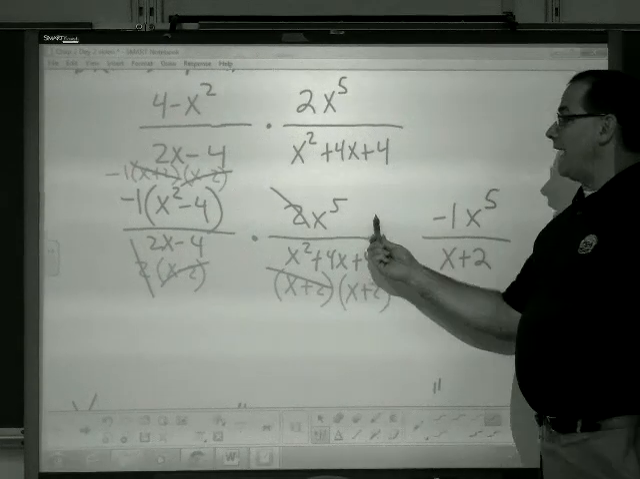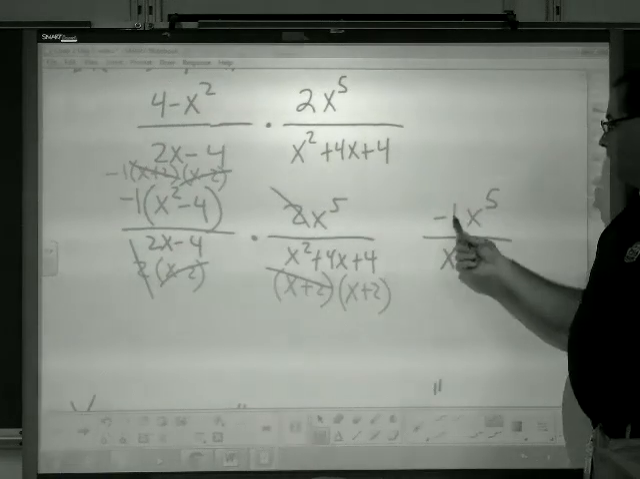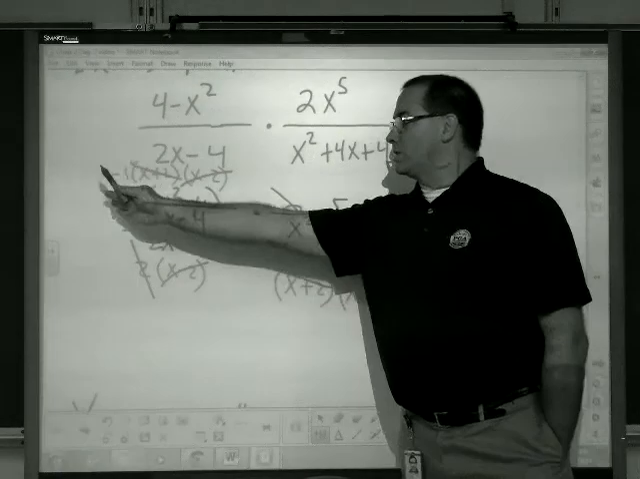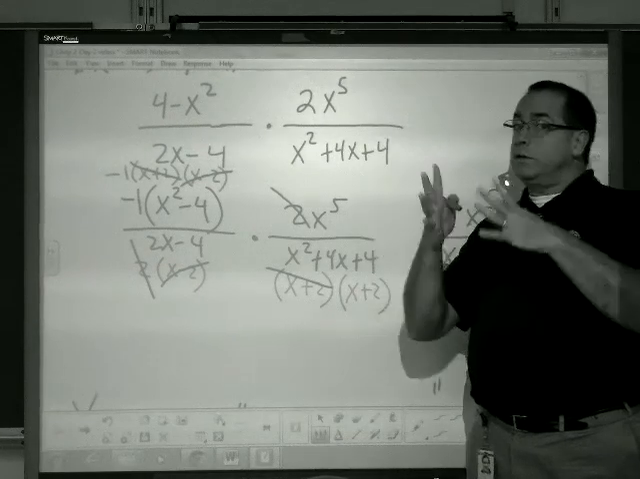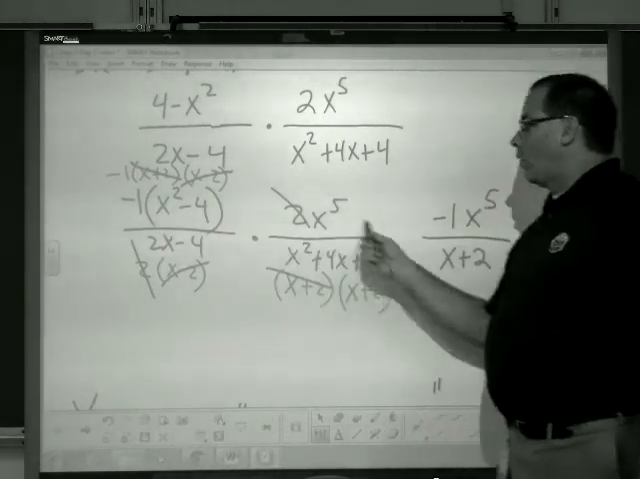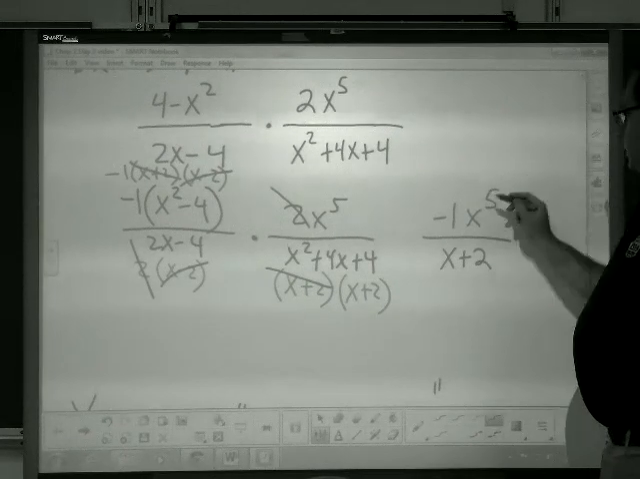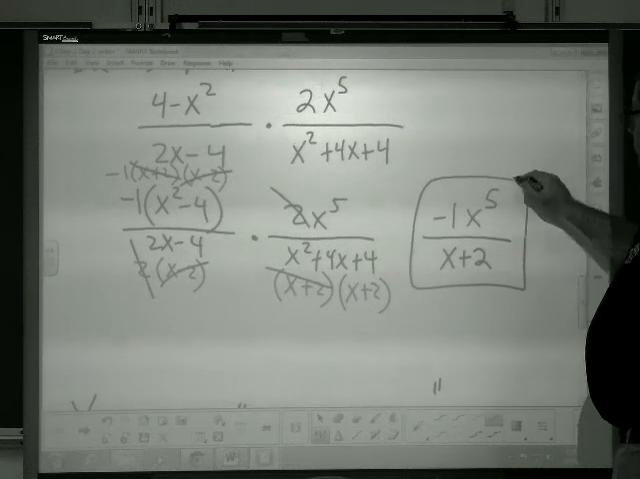If the only thing I had left on top was this negative 1, I have to write it. Or if everything reduces on the top to nothing, really, there's still something there. It's a 1. If the top all reduces, you still have to put a 1 in, at least. But I think we are done.